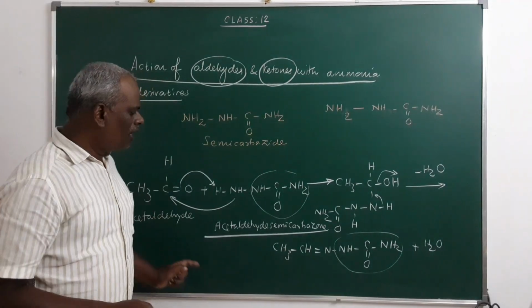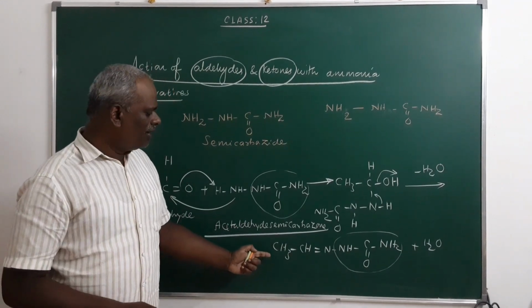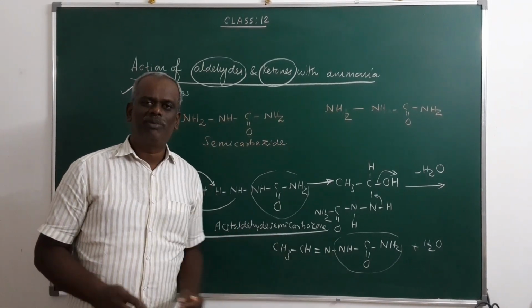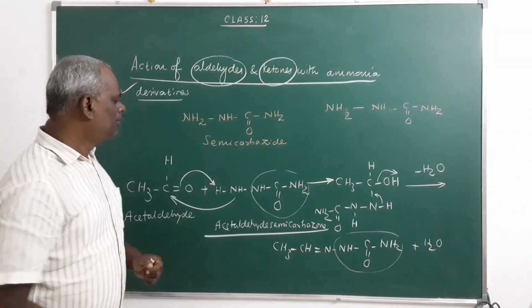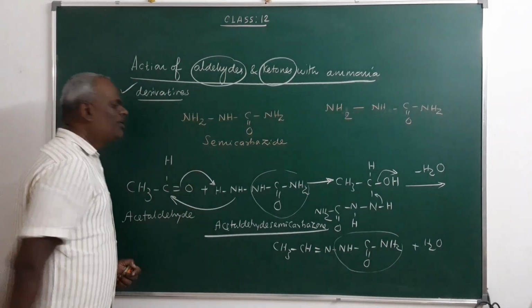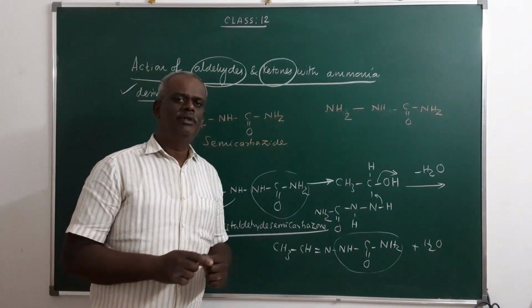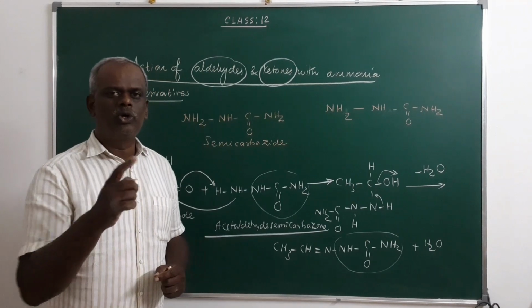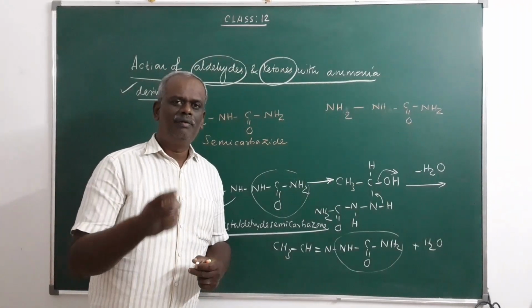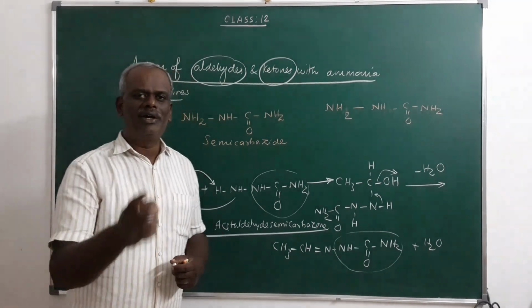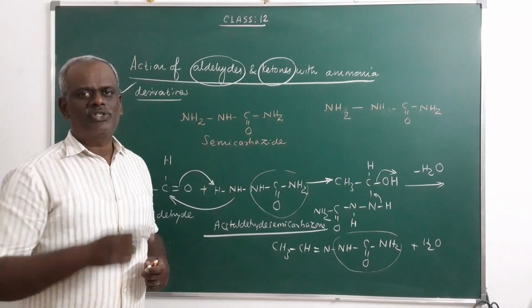If you take benzaldehyde, you will be getting benzaldehyde semicarbazone. Formaldehyde can give formaldehyde semicarbazone. But acetophenone and benzophenone do not react with this semicarbazide. So these are all the various reactions of aldehydes and ketones with ammonia derivatives, namely phenylhydrazine, hydrazine, hydroxylamine and semicarbazide.